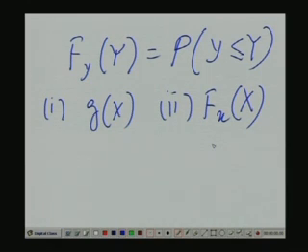How to go about it? It is not very difficult actually; physically we can easily visualize it. We are given some number capital Y. We know this function g(x). Given this number capital Y, we will try to find out for what possible values of the random variable x the corresponding function g(x) takes values less than or equal to Y. We have to find the probability of that.